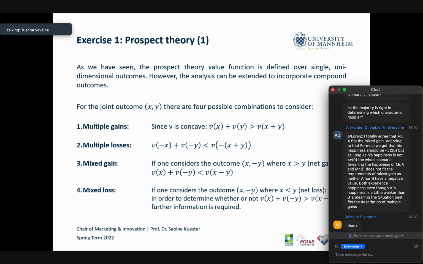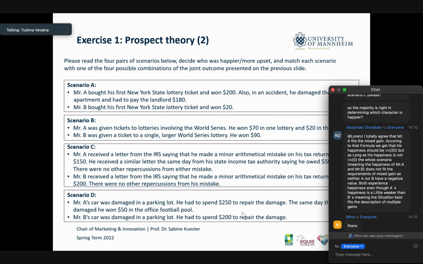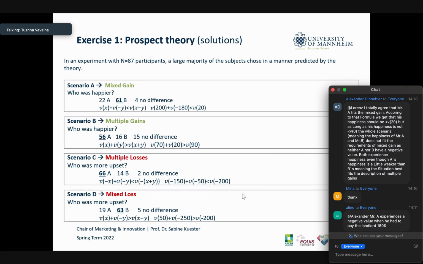That's going deeper into prospect theory. It's not important for you all, but it helps explain why we get this ultimate outcome where the value of x plus the value of negative y is going to be greater than the value of x minus y, where y, which is a negative number, is greater. This is the concept which helps understand that in this scenario, for example, you have 250 spent, so negative 250 and positive 50, and this is perceived better than just 200. That's the concept they are trying to explain through this mixed losses.